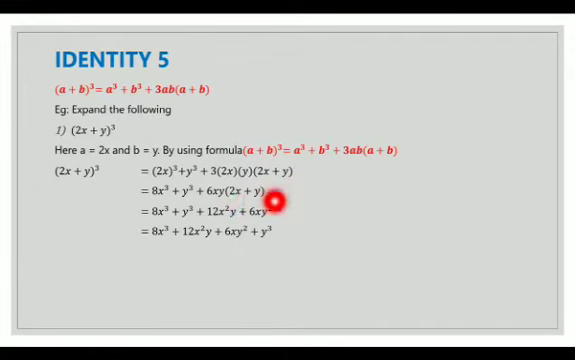Now we are going to open the bracket. 8x³ + y³ + 6xy into 2x, that is 12x²y, plus 6xy into y, that is 6xy². Now we are going to rearrange. 8x³ + 12x²y + 6xy² + y³.